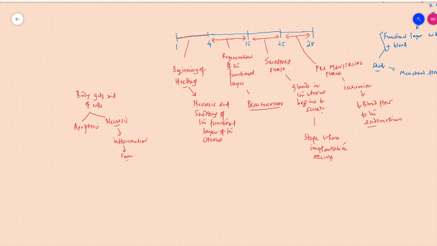Physiologically, there are certain signs associated with the uterine cycle. Let me label it down here. This is the uterine cycle, and we are talking about the timeline. When there is regeneration of the functional layer, the body temperature becomes lower. On average, the body temperature drops, and it now becomes 97.5. That is the time when proliferation is going on.